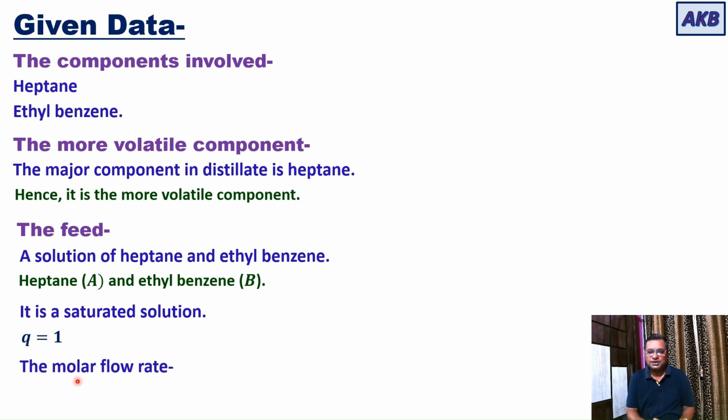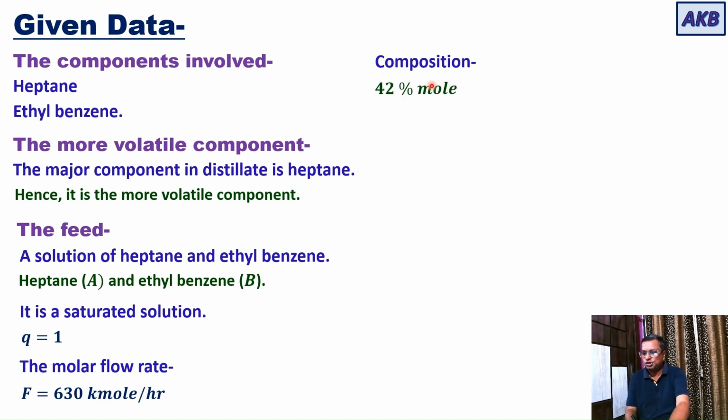Then molar flow rate of the feed is given to us. We denote that by F. So F is 630 kilomole per hour. That is given to us. Then composition of the feed is given. The feed is containing 42% mole of A and 58% mole of B. So if it is 42% mole of A, the rest, that is 58% mole, will be of B.